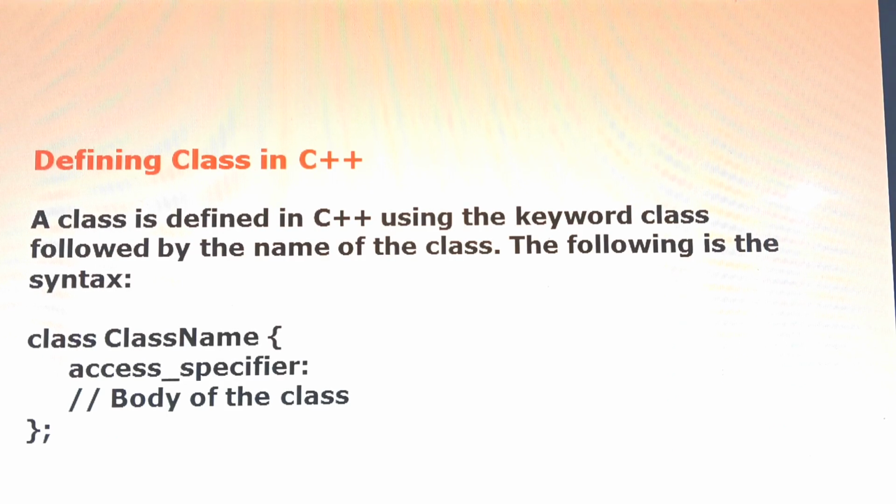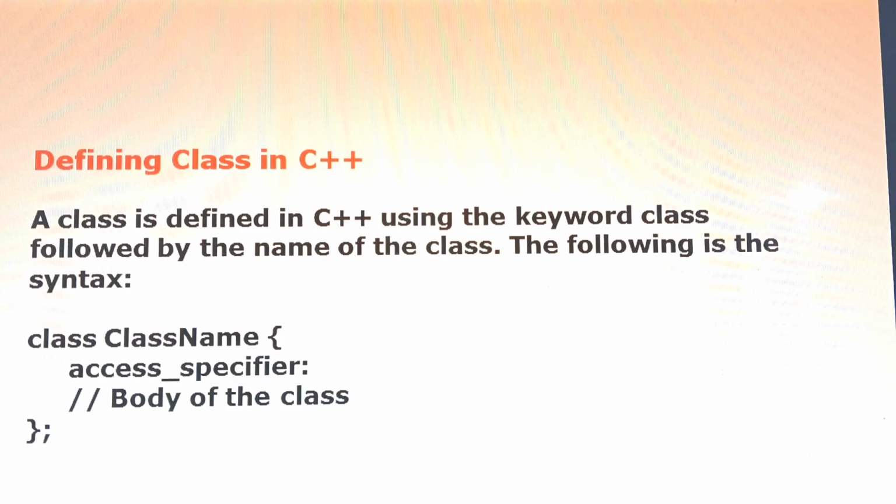The class is defined in C++ using the keyword class, followed by the name of the class. Then we write the body of the class between the opening and closing curly braces. Then the class should be terminated with a semicolon. That is the common rule for writing a class.